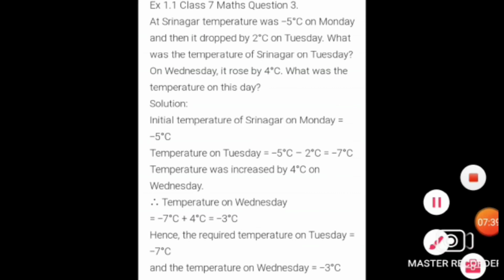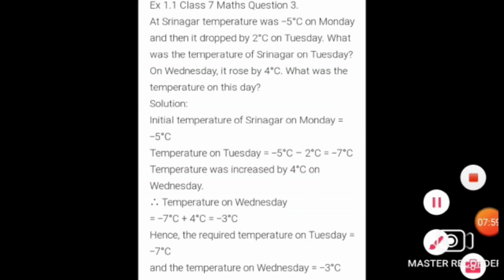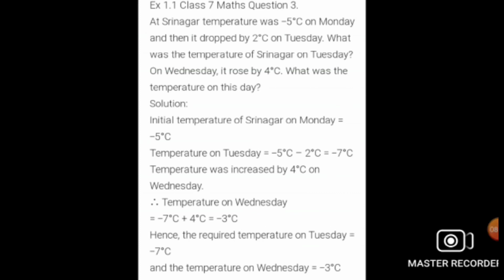And then one more question they have asked. On Wednesday, it rose by 4 degrees Celsius. What is the meaning of rose? It is the past tense of rise. So it has increased. So we have to add 4 to the answer. Temperature on Wednesday is equal to minus 7 degrees Celsius plus 4 degrees Celsius. So here we have alternate signs. So we have to subtract and put the greater number's sign, that is minus 3 degrees Celsius. Hence the required temperature on Tuesday is minus 7 degrees Celsius and the temperature on Wednesday is minus 3 degrees Celsius.